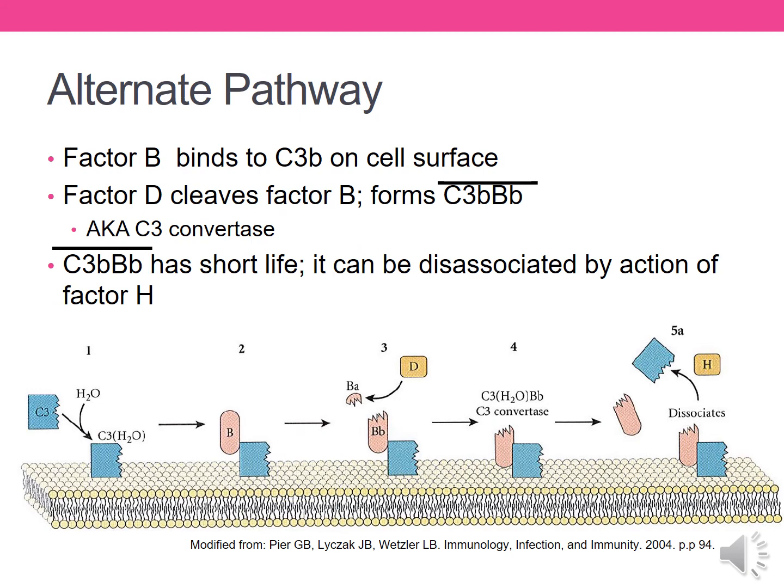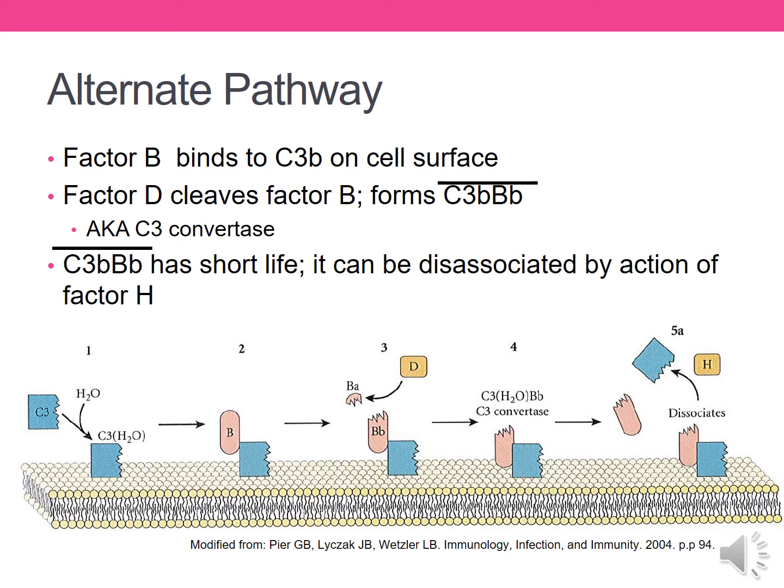So we have our C3b that has found and deposited on a bacterial cell surface. Factor B will come along and bind to C3b. So now we have C3b, big B, meaning factor B. Then factor D will come along and cleave factor B into factor Ba and factor Bb.